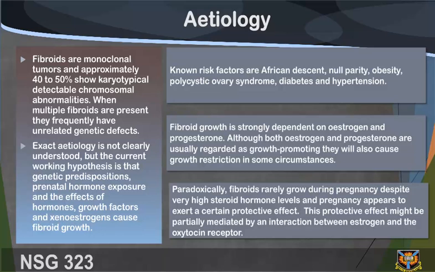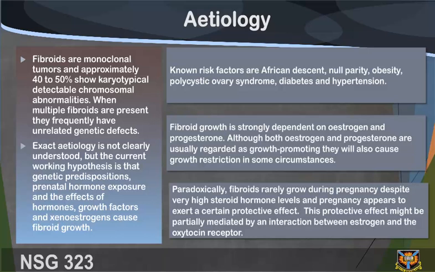Etiology. Fibroids are monoclonal tumors and approximately 40 to 50% show karyotypically detectable chromosomal abnormalities. When multiple fibroids are present, they frequently have unrelated genetic defects. The exact etiology is not clearly understood, but the current working hypothesis is that genetic predispositions, prenatal hormone exposure, and the effects of hormones, growth factors, and xenoestrogens cause fibroid growth.